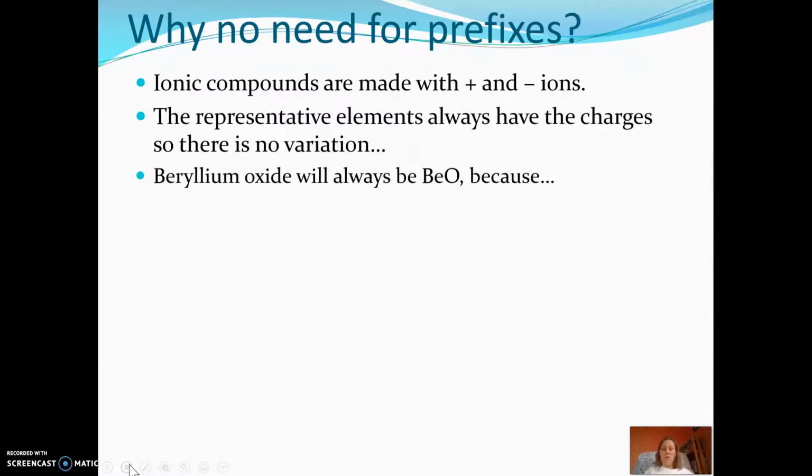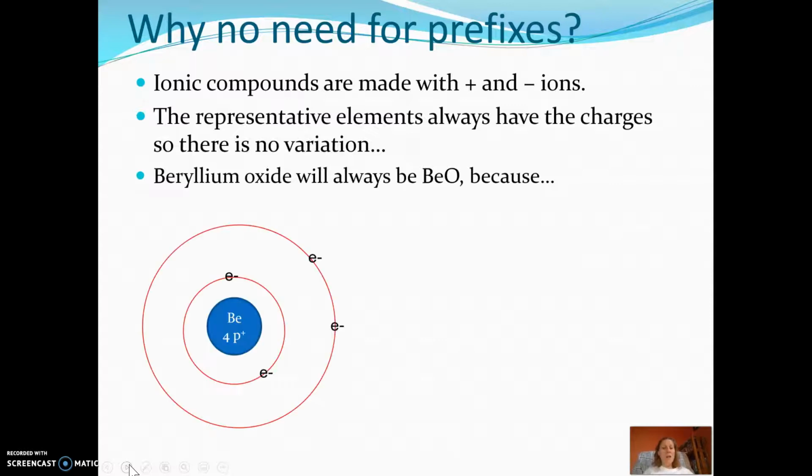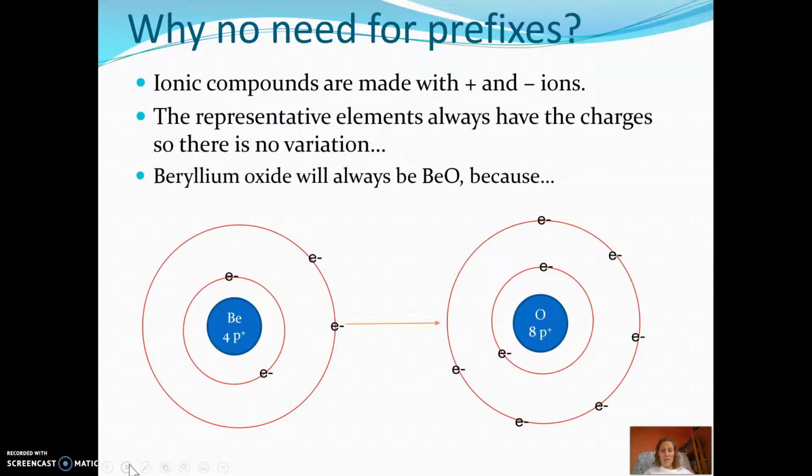So beryllium oxide will always be BeO because, here we said the exact same thing. Those two move over. This is a 2 plus, this is a 2 minus. When you have the same charge, they end up canceling out. So it's 1 Be, 1 O. I don't know if I said that before. Always, always, always. Be is always a 2 plus. Oxygen is always a 2 minus.